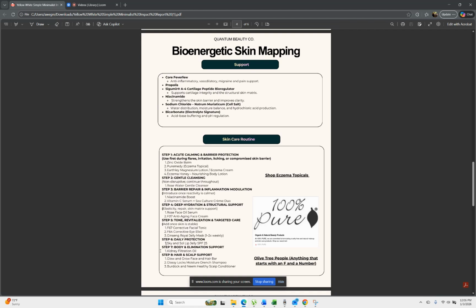Here's that kidney filtration oil. So this is a topical oil. I would probably add this into like a castor oil pack over the kidneys. And then hair and scalp support too. So I didn't even mention that I had any issues here, but these absolutely make sense for some of the scalp itchiness and dryness that I have there too. For me, everything that resonated was in these three categories.